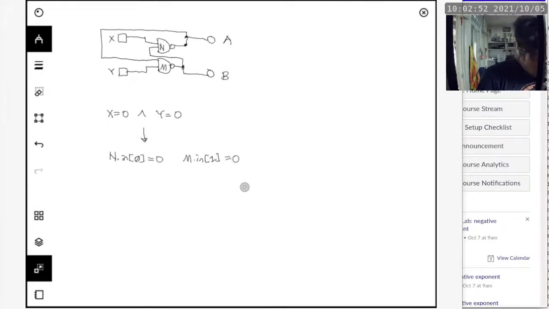N.in[0] is the input, and that's the output too. So what's going to happen? After a certain amount of time, we want to see whether this is going to change the output of N, and also the output of M.